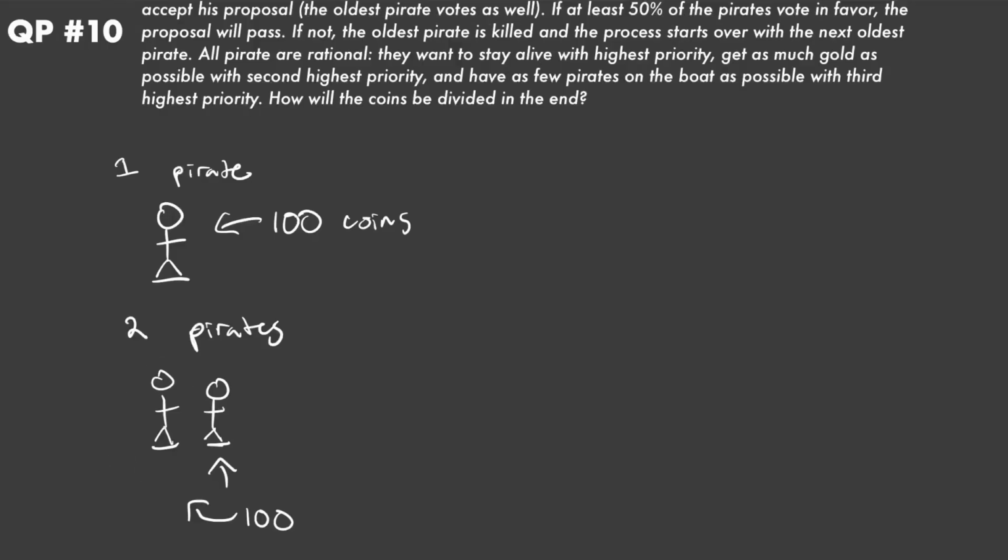This pirate right here is going to propose all 100 coins be sent over to him, and then this guy will get 0. That's going to be his proposal, and this guy's not going to like it. He's going to vote against it, right? But it doesn't matter because this guy will vote for it, and he has 50% of the available vote, so it's going to pass. So in this situation, when we have 2 pirates, the oldest is going to be able to get 100 coins, and the other person is just going to get 0 coins. That's going to be our distribution.